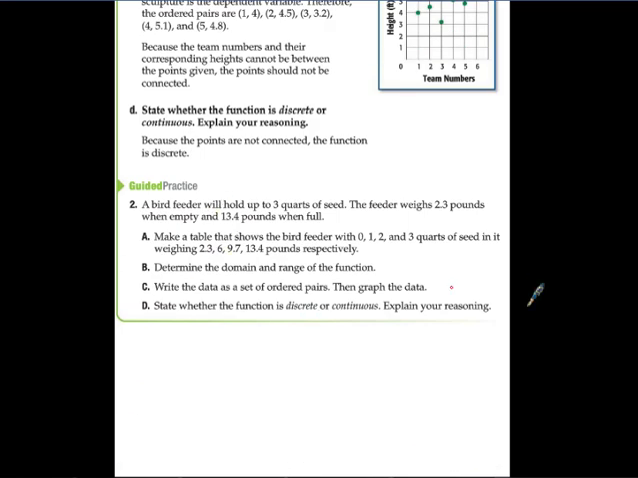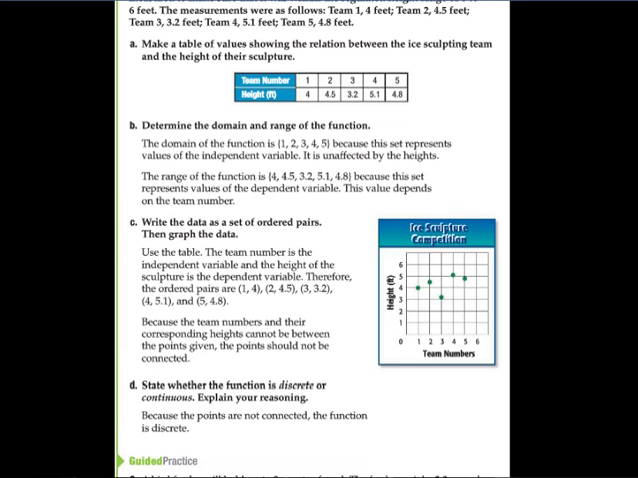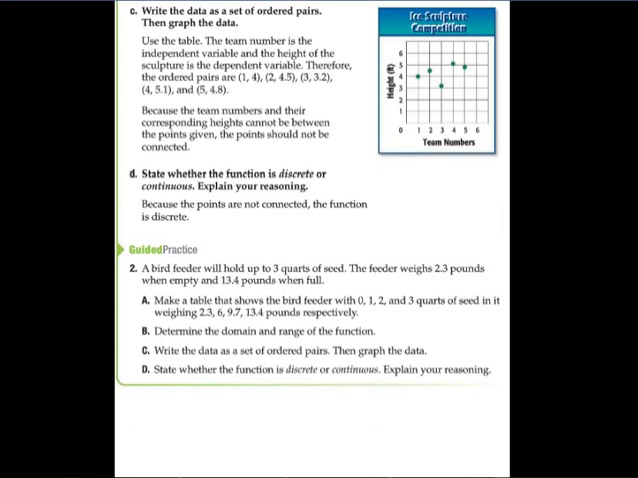All right, so let's go down here. We're going to work on these. I'm not going to make the table for you. You can do that on your own. So the table, make the domain and range. The domain here is going to be what? The domain is going to be the bird feeder with 0, 1, 2, 3 coordinates in it, weighing that. So the domain is the 0, 1, 2, and 3. The range is 2.3, 6, 9.7, and 13.4. And then you can pretty easily sketch a graph of those.